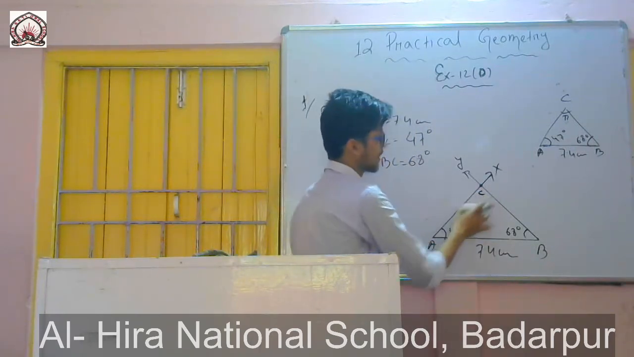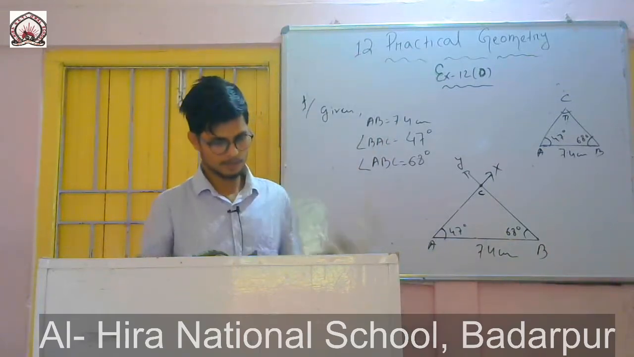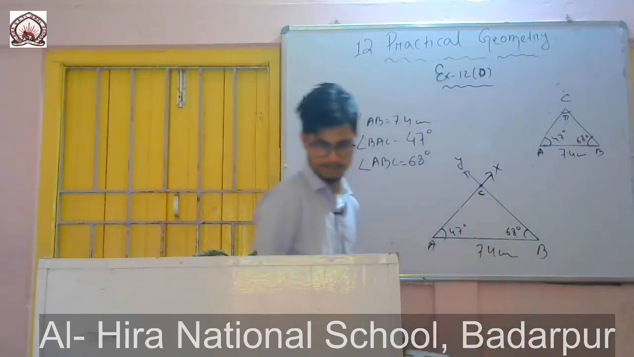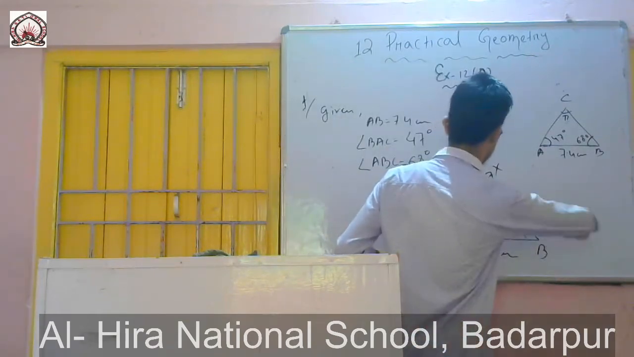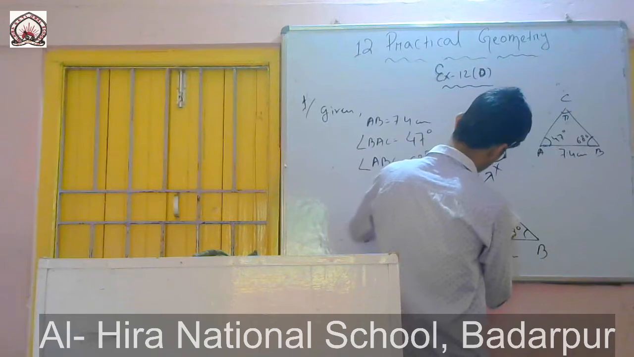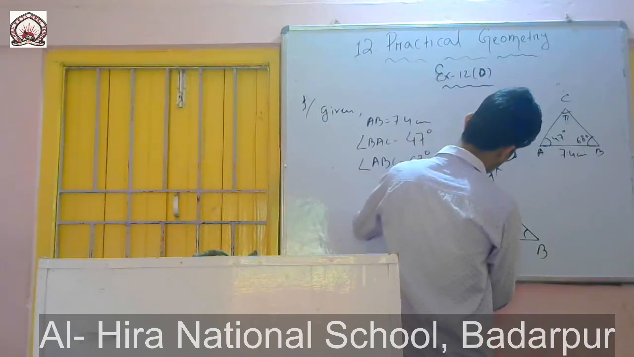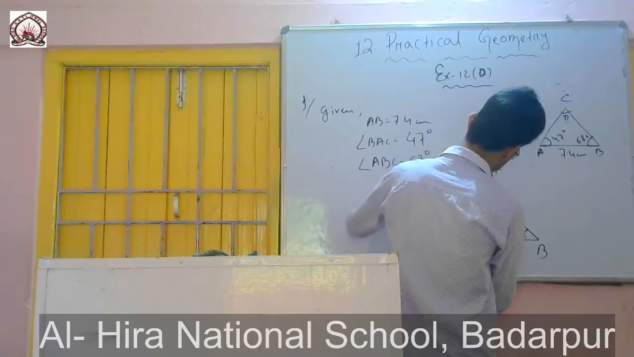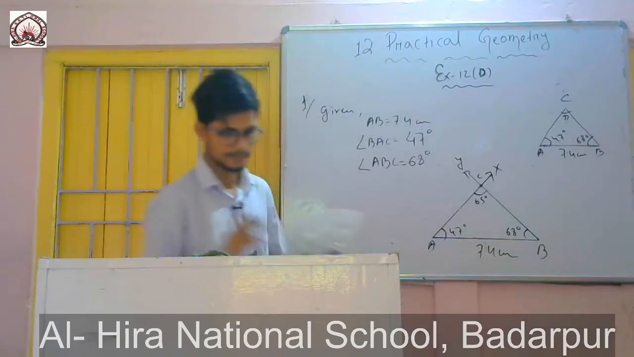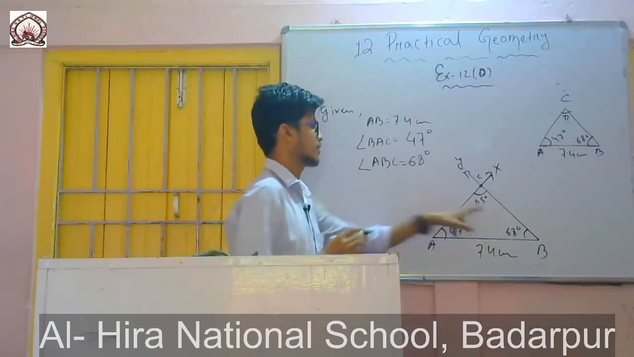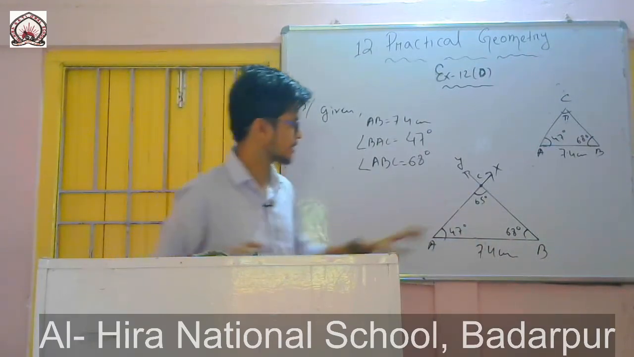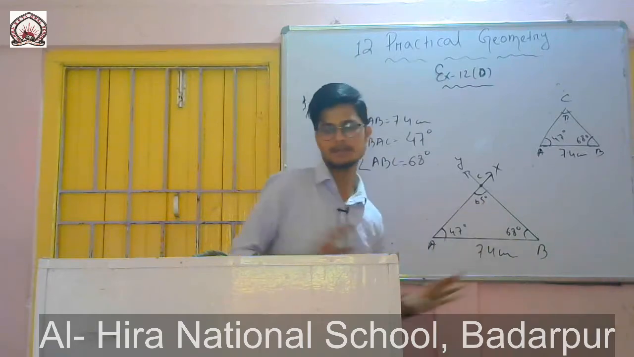Now I will measure this angle by using your protractor. It is 47, it is 68, that means it should be equal to 65. So you measure this angle. If you get 65, that means your answer is correct. So you measure it, you will get 65 degree. Now I will write the steps of construction, and I will check whether it is matching with this 65 degree or not.